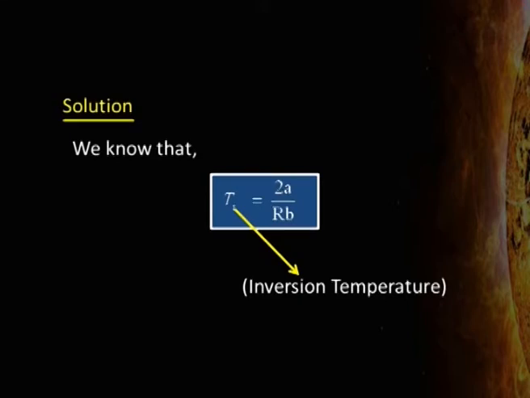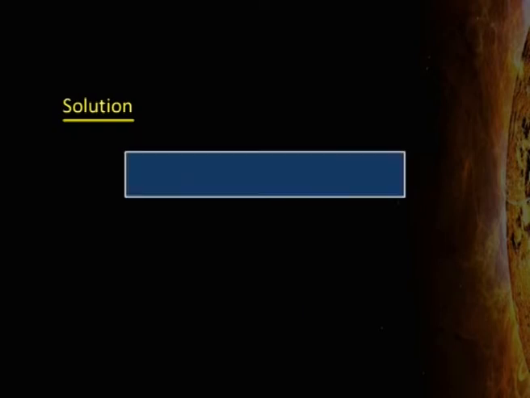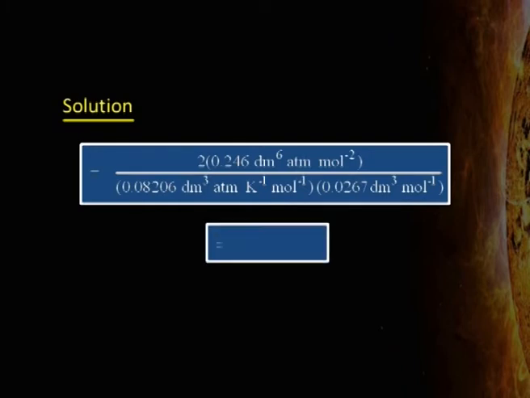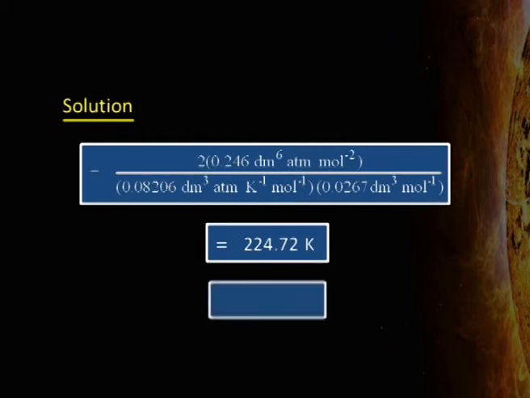Therefore, putting all the values in the expression, we will get Ti equal to 2 multiplied by 0.246 divided by 0.08206 multiplied by 0.0267, which is equal to 224.72 Kelvin, and which comes out to be minus 48.28 degrees Celsius. Now we will derive an expression for work done in reversible isothermal expansion of ideal gas.